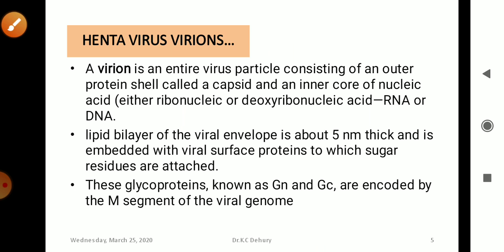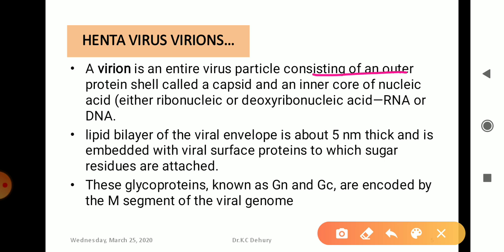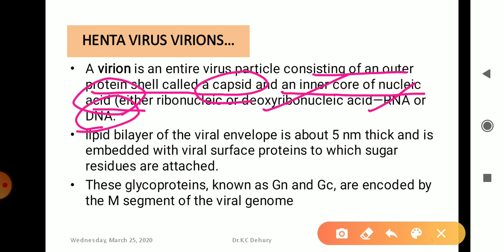Coming to the Hantavirus, first we have to know what a virion is. A virion is an infectious particle of a virus, and it consists of the outer protein shell called the capsid and the inner core of nucleic acid, which may be of 2 types: ribonucleic acid (RNA) or deoxyribonucleic acid (DNA). The lipid bilayer of the viral envelope is about 5 nanometers in thickness and is embedded with viral surface proteins to which sugar residues are attached.